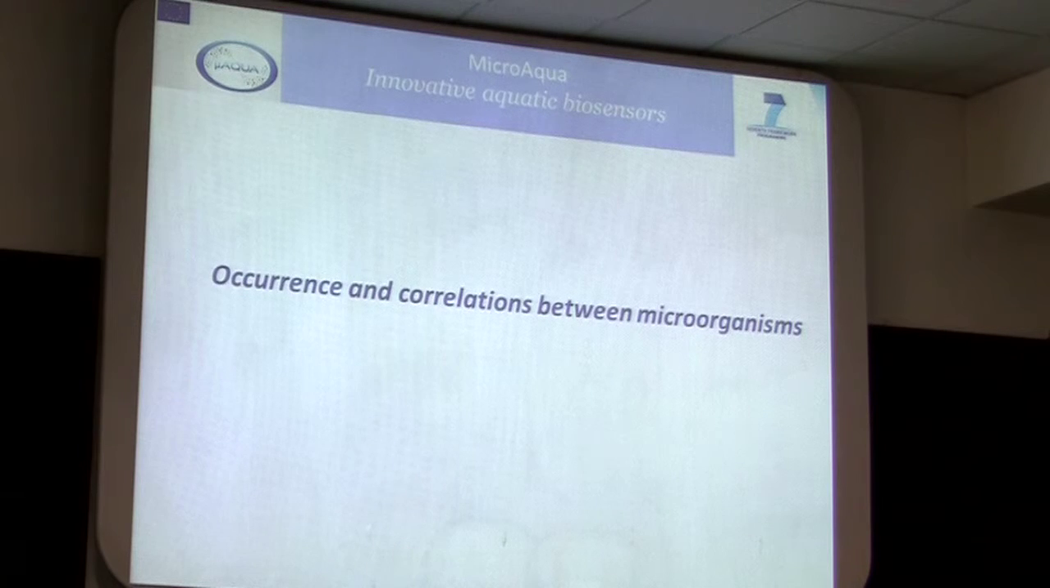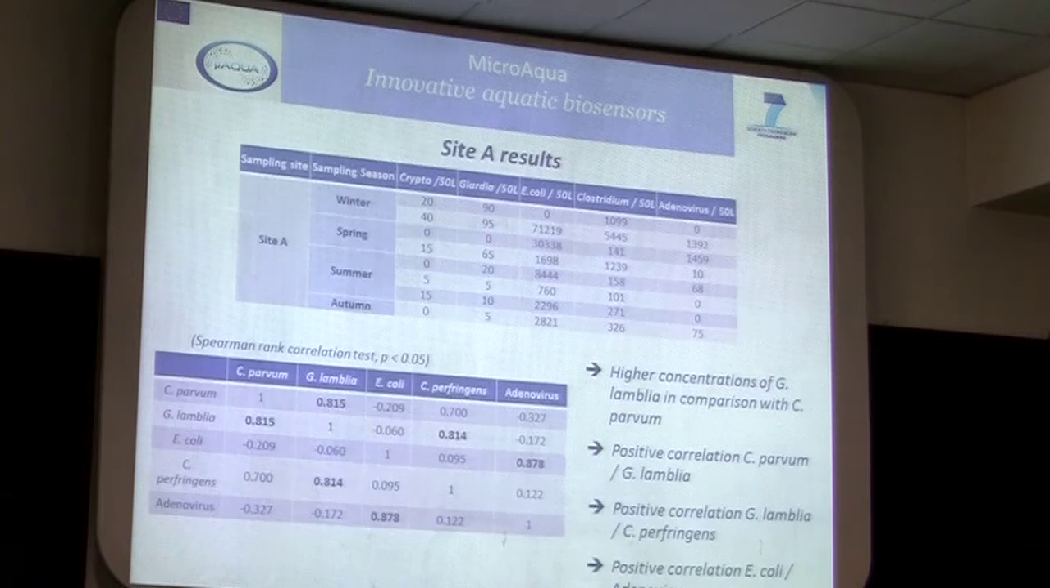Let's talk about occurrence and correlation between microorganisms. The first table presents results obtained for site A with a sampling season and the various concentrations obtained for the 5 microorganisms.